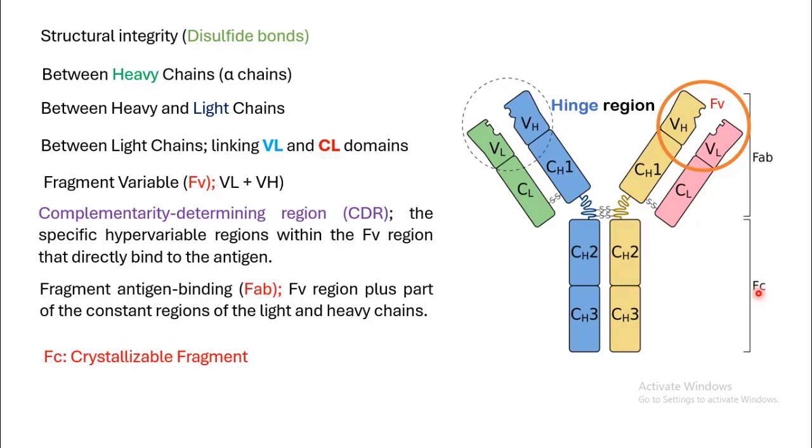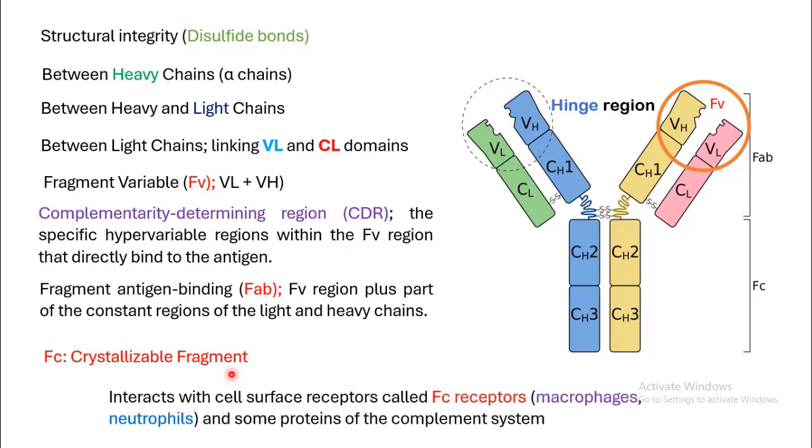Now, what does this term FC mean? If you can see, it starts from here and moves down up to here. This is known as the FC region, or the crystallizable fragment. This crystallizable fragment is going to interact with specific cell surface receptors, which are known as the FC receptors. These FC receptors are present on the immune cells like the macrophages and the neutrophils. And this FC is also responsible for the activation of the complement system.